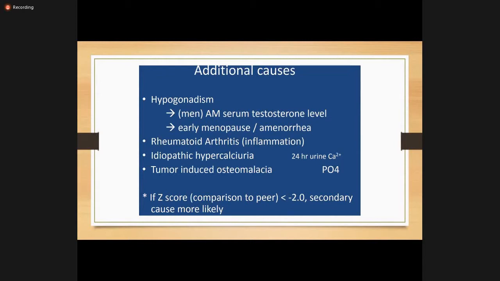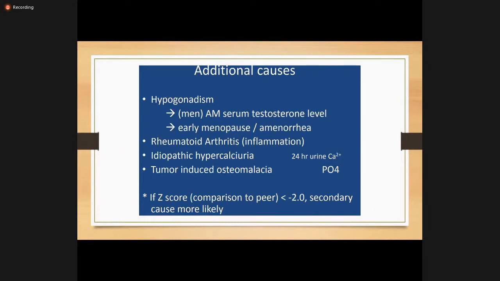In rheumatoid arthritis, if it's the underlying cause, try to decrease the inflammation to a minimum level. Completely inhibiting rheumatoid inflammation might not be possible, but keep the patient at the lowest level of inflammation so that not that many cytokines are formed which inhibit osteoblastic activity and increase osteoclastic activity. Then idiopathic hypercalciuria is a condition in which there is increased loss of calcium and phosphorus in the urine for an unknown cause so far. Then tumor-induced osteomalacia also leads to early osteoporosis.